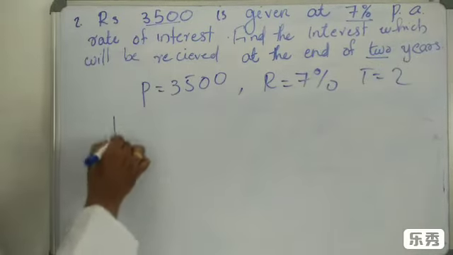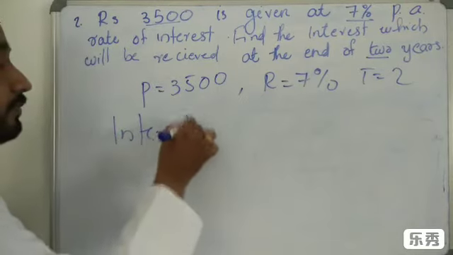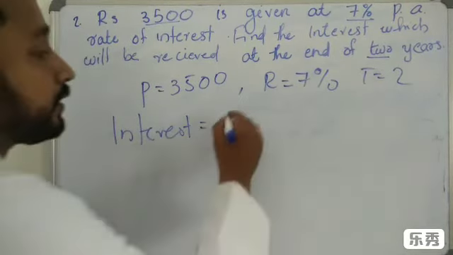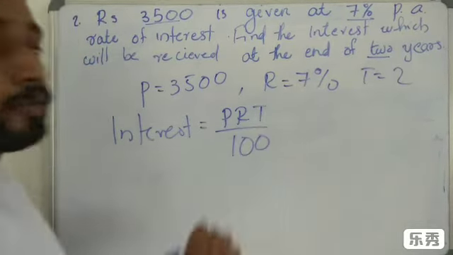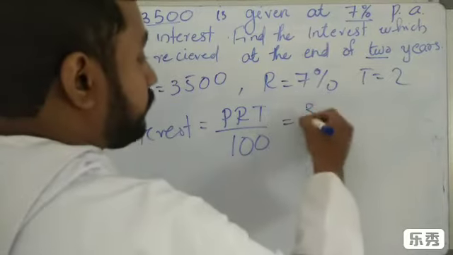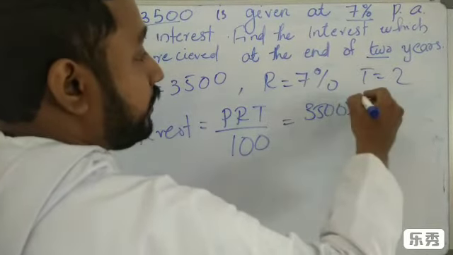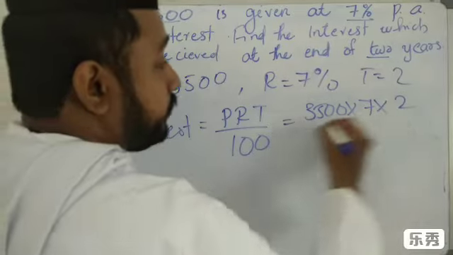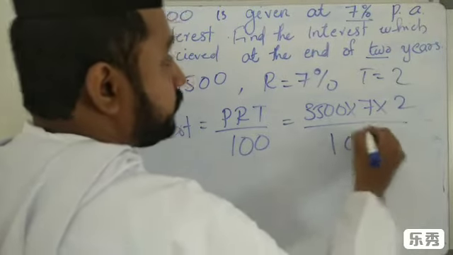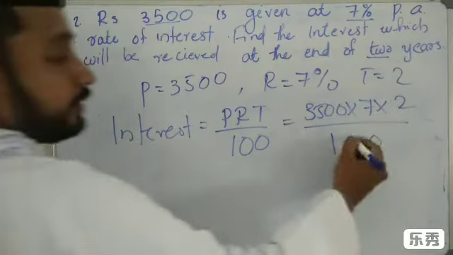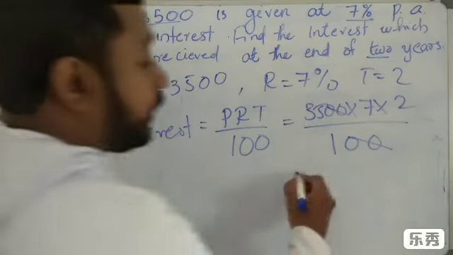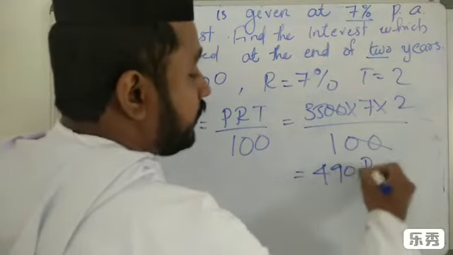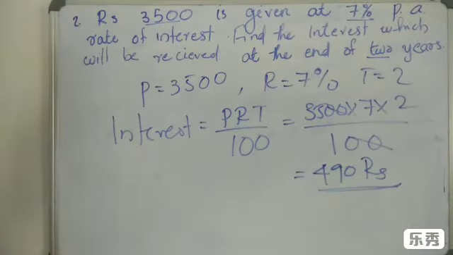So therefore interest is equal to PRT by 100, which is equal to P 3,500, R 7, times T 2, by 100. We can cut these two zeros. 35 into 7 into 2, the answer is 490 rupees. So the interest is 490 rupees.